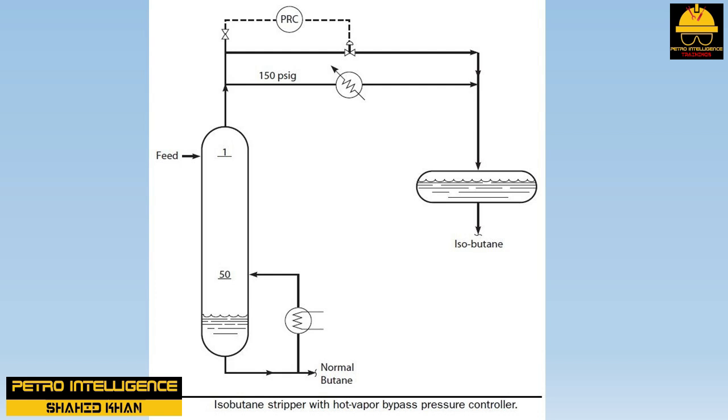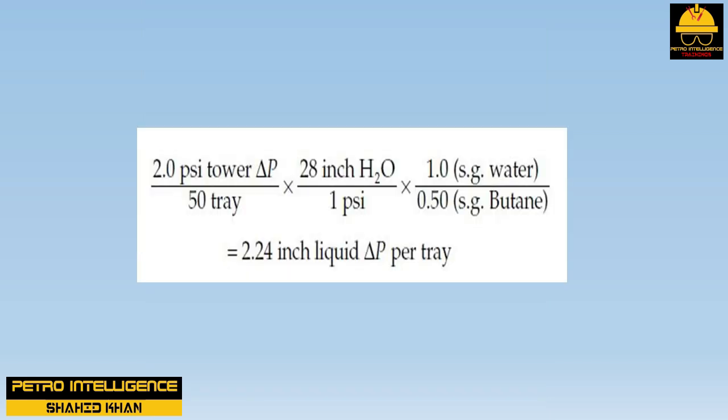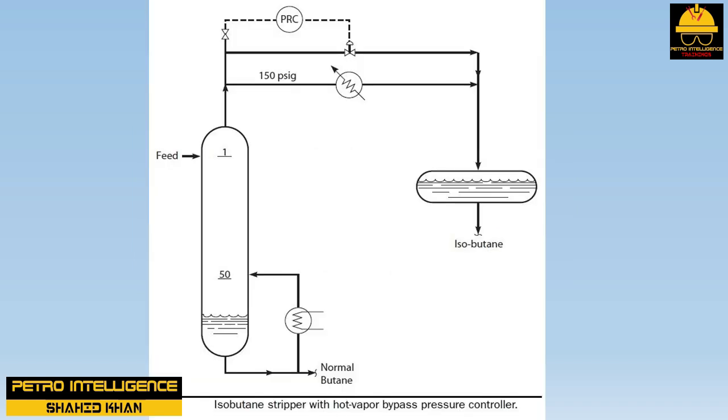Assuming a specific gravity of 0.50, the pressure drop per tray in inches of liquid is 2.0 psi tower ΔP divided by 50 trays, times 28 inches H2O divided by 1 psi, times 1.0 specific gravity of water, divided by 0.50 specific gravity of butane, equals 2.24 inches liquid ΔP per tray. As the weir height of the trays is 3 inches, it is a safe assumption that the low tray efficiency is due to tray deck dumping, rather than flooding.